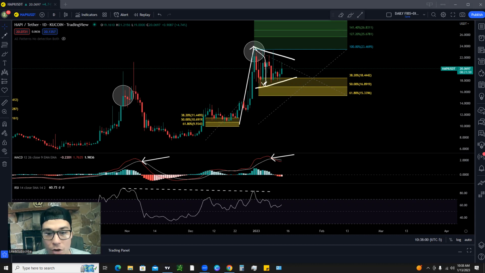Now, we've already had a drop down. We dropped down from 23.46 all the way down to 16. That's a significant drop, a $7 drop on a $23 token. That's a big chunk. So the bearish divergence may have already played out, but another thing we need to be cautious of is right here: the MACD.